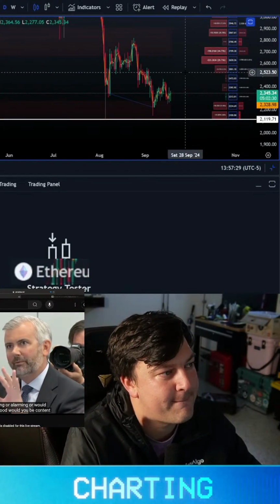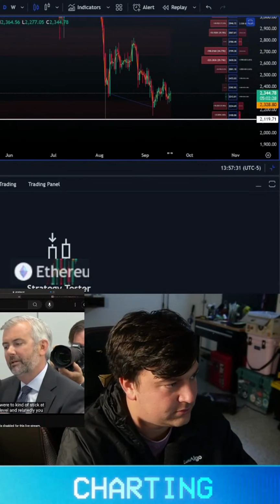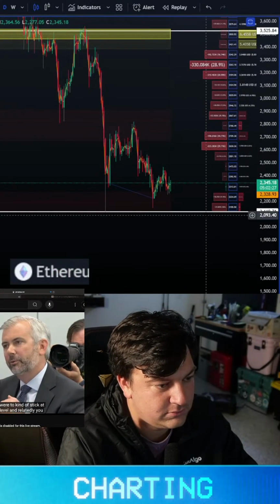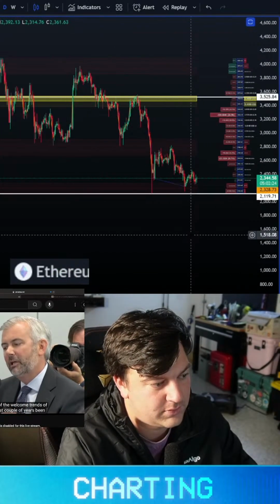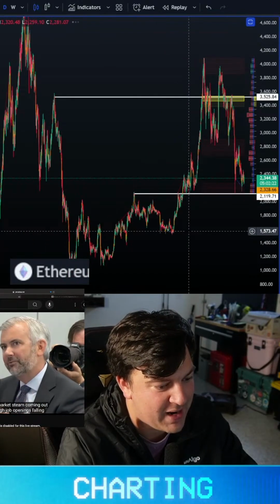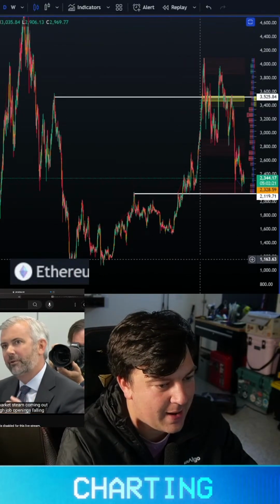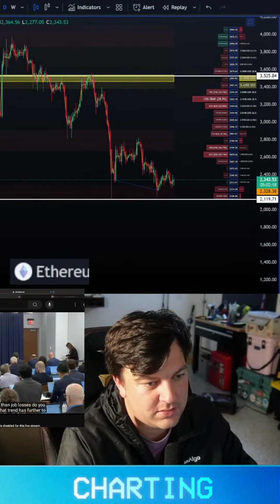And relatedly, one of the welcome trends of the last couple of years has been labor market cooling coming out through job openings falling rather than job losses. Do you think that trend has further to run, or do you see risk that further labor market cooling will have to come through job losses?